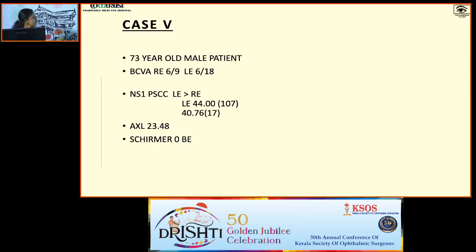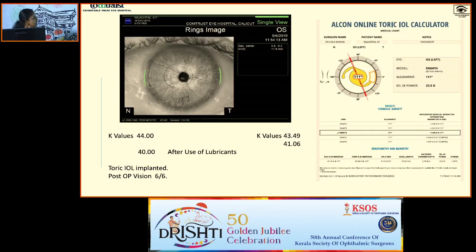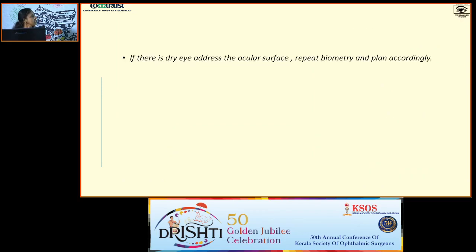Now, the 73-year-old male had come to a hospital for cataract surgery. These were the K1 and K2, and this was the axial length, but the Schirmer was 0. And you can see the irregular mires. After using lubricants, we could see the change in the keratometry value. With this K value, we implanted the IOL, and the patient was happy, and the post-op vision was 6/6. So dryness is something which has to be addressed.